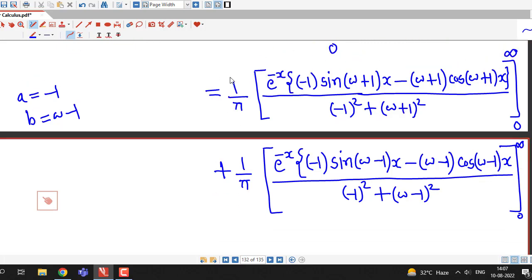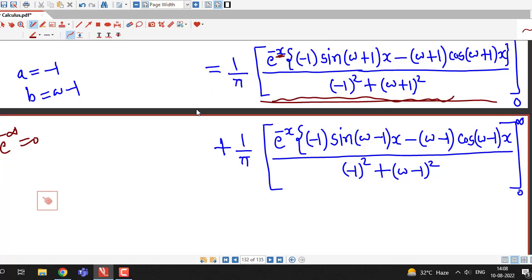Now first we consider x equal to infinity for this integral, and we will have e raised to minus infinity in the product. E raised to minus infinity is 0. So there is no contribution from the upper limit. This term becomes 0 if we take x tending to infinity. So first we write that part. This is equal to 1 over pi. For x equal to infinity it becomes 0.